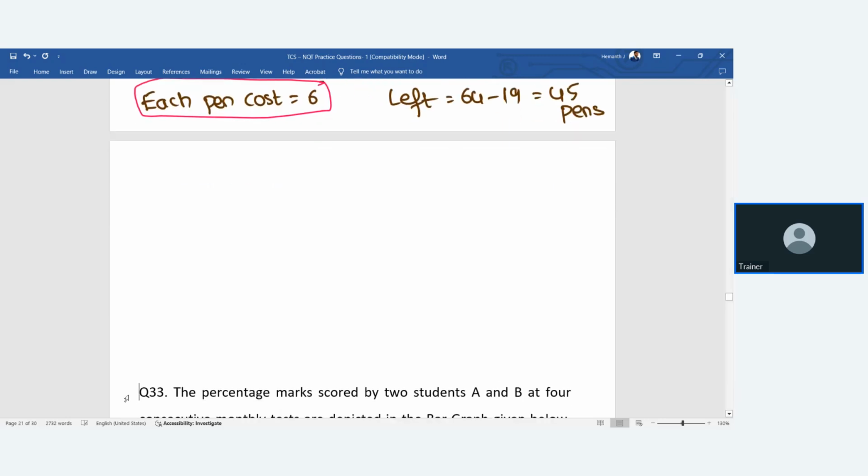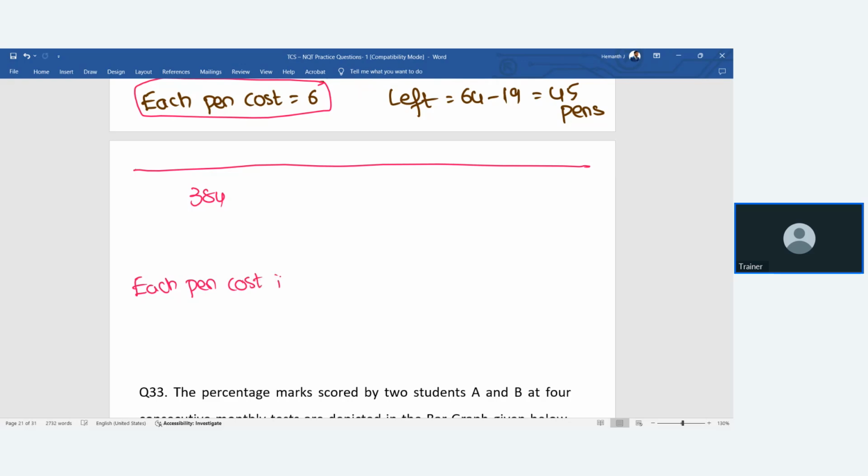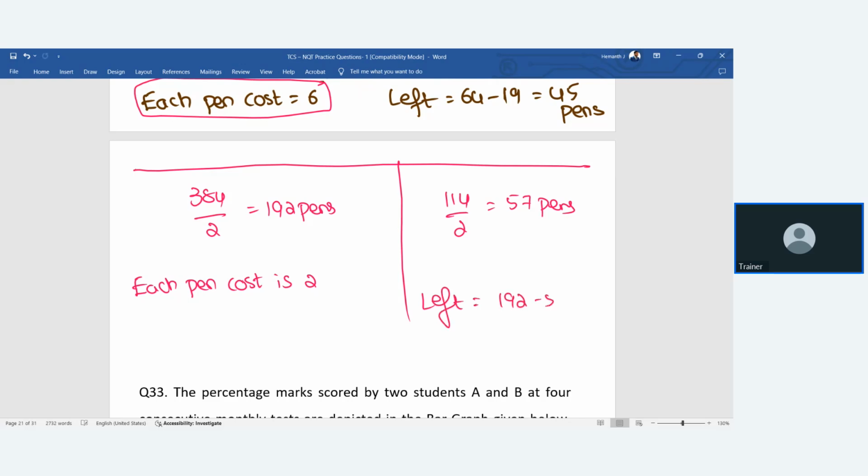I'm taking now each pen cost is 2 rupees. 384 rupees. Let's say each pen cost is 2. If I go that way, you can understand why HCF. If each pen cost is 2, then I have 192 pens. And sold 114, each one costing 2, means 57 pens. Now left with 192 minus 57. You can observe it's a big number, right? So it's not 45, it's 135 pens.